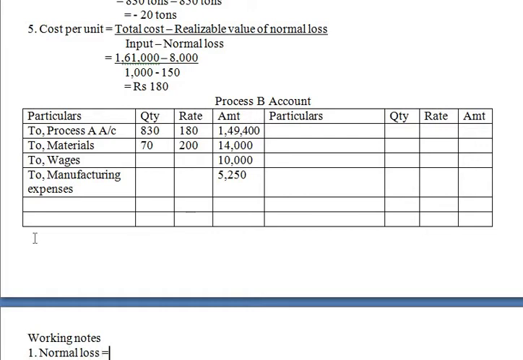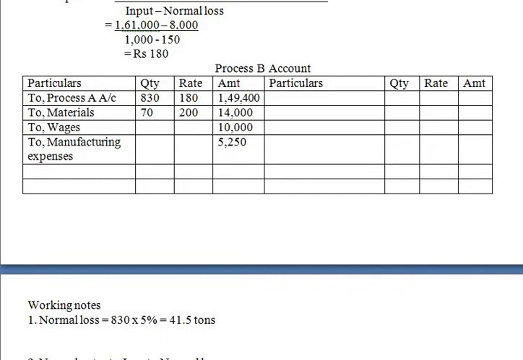Okay, so here input is how much? 830 into 5%. So that is equals to 41.5 tons. Okay, next we are going to calculate scrap, which is equals to 830 into 10%. So that is equals to 83 tons.